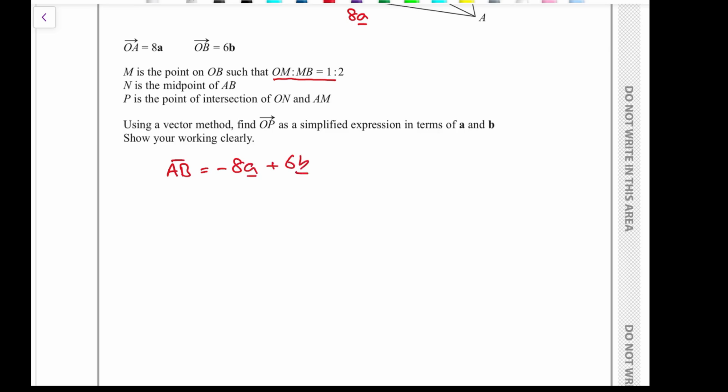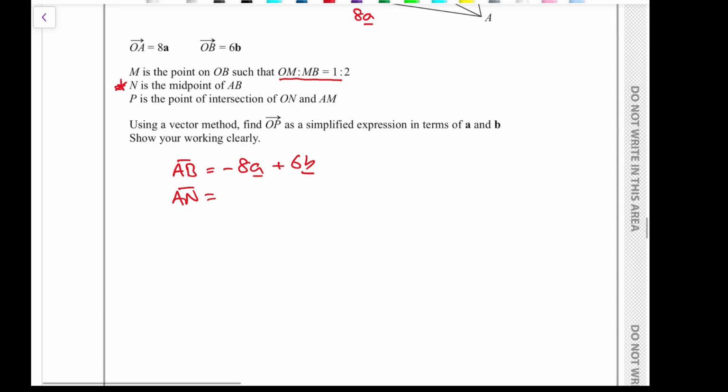Then I'm going to work out what A to N is. Now I jumped this quickly in the question because it didn't actually come up when I was putting my things down. So it says here that N is the midpoint of A to B. So therefore A to N is going to be minus 4A plus 3B.